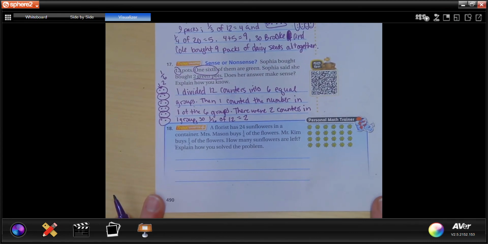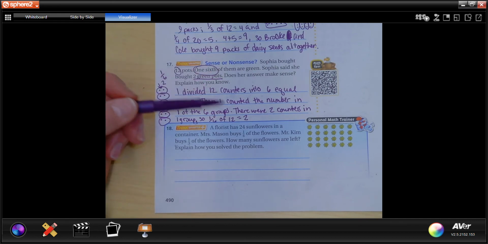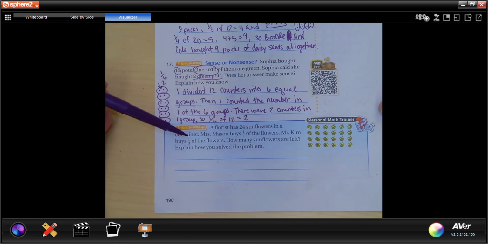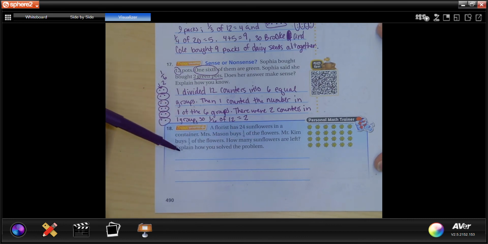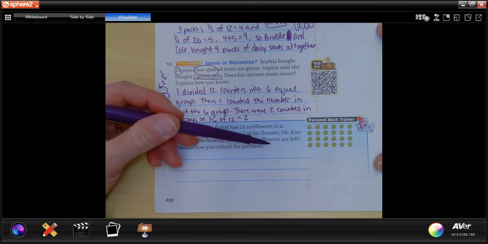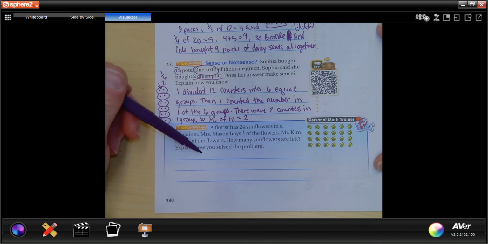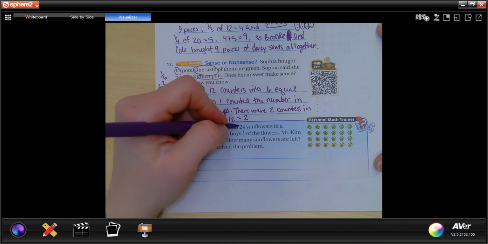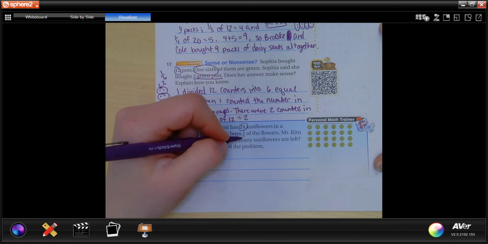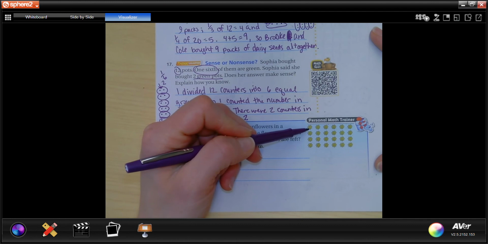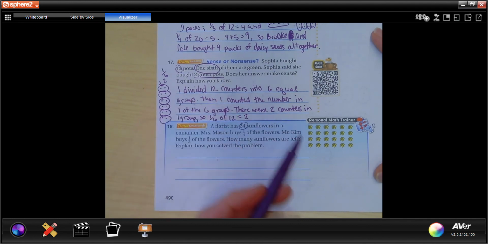And last but not least, number 18. A florist has 24 sunflowers in a container. Mrs. Mason buys 1/4 of the flowers. Mr. Kim buys 1/3 of the flowers. How many sunflowers are left? Explain how you solve the problem. Okay, so there's 24 sunflowers. We see that. Mrs. Mason buys 1/4 of them. So how many equal groups do we need? 4. Looks like we have 4 rows. 1, 2, 3, 4.